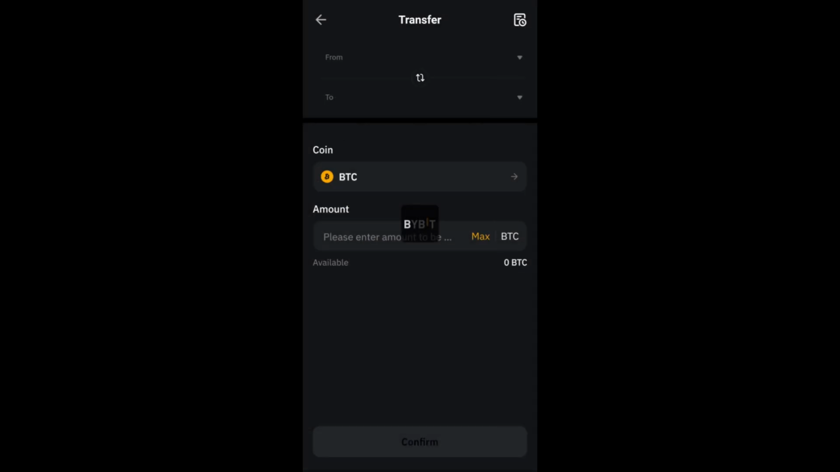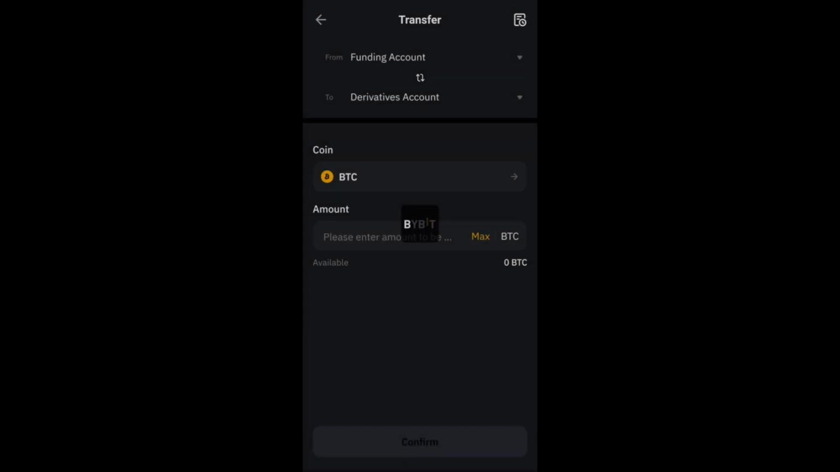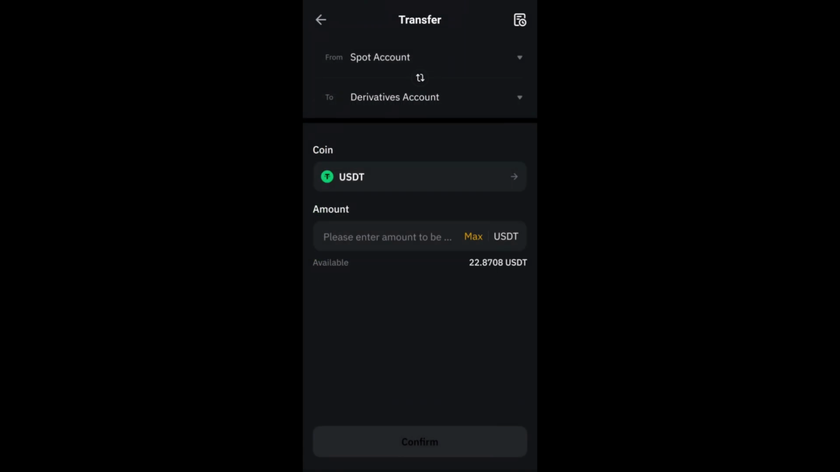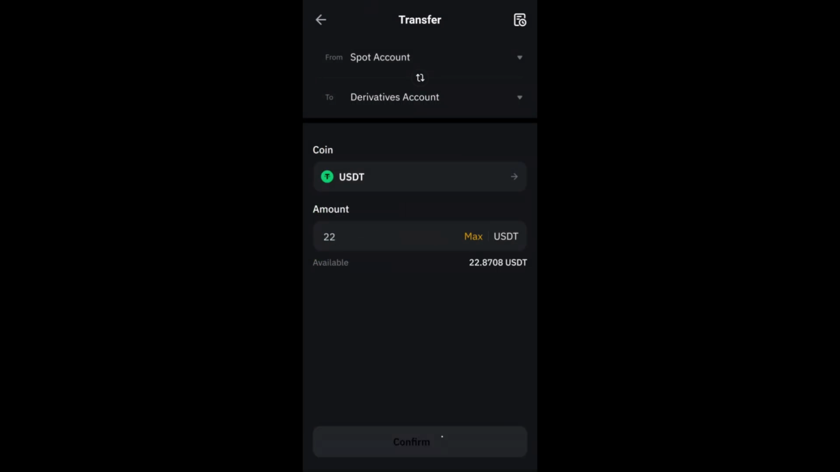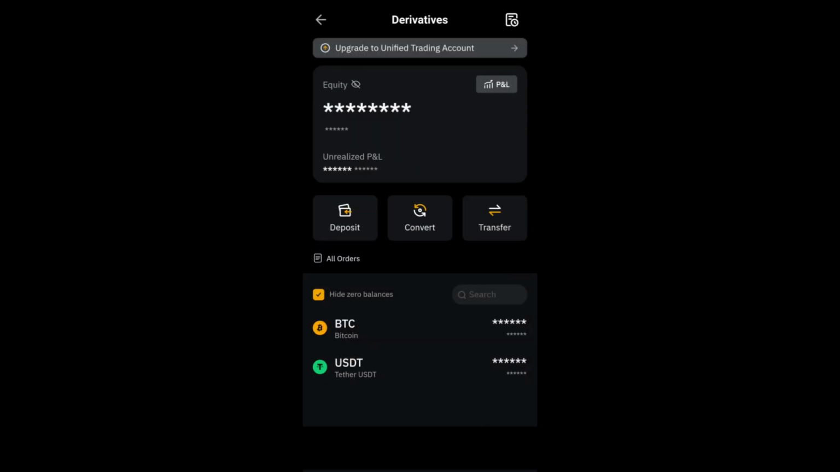Click on this. Now click on this option and select the spot account. So here I'm sending USDT from the spot account to the derivatives account. Now click on this and select USDT. Here enter how much USDT you want to transfer and click on the transfer option. Now I'll click on derivatives. Yes, the 22 USDT which I transferred is reflecting here. Okay, now let's start trading on futures.